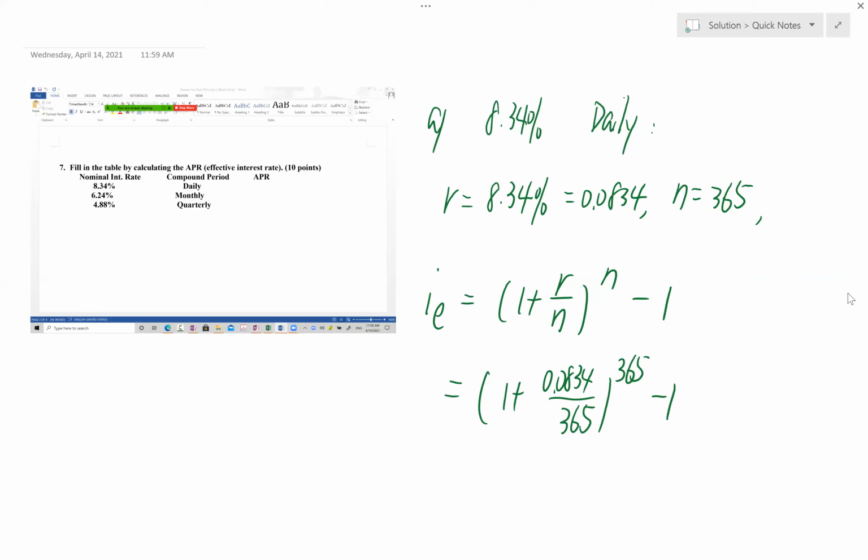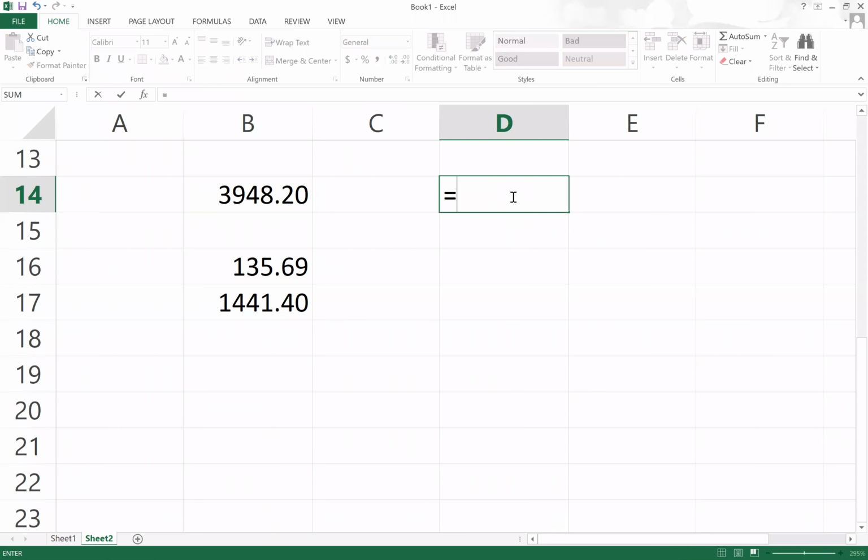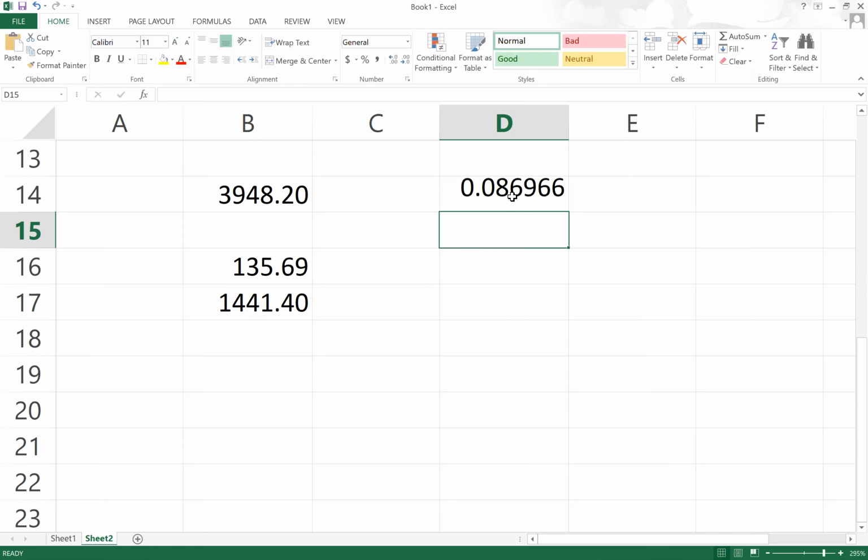I will give you the answer right away, because I'll use Excel one more time. Yeah, so it's going to be open parenthesis 1 plus 0.0834 divided by 365, close parenthesis, raised to the 365th power, minus 1. And then enter, and you get a result. So this turned out to be, rounding to 4 decimal places, just like what the question gives, 0.0870.